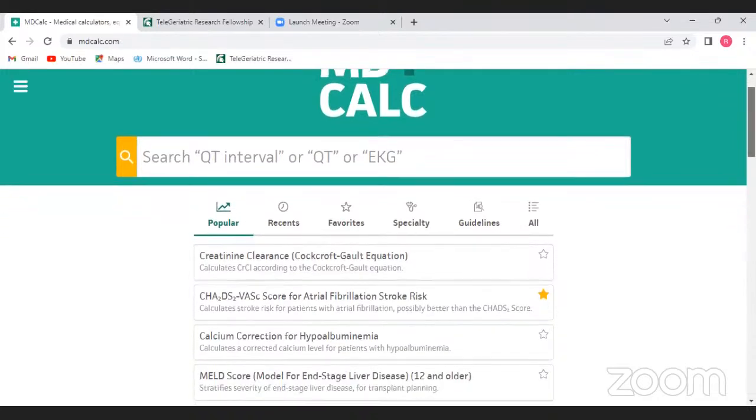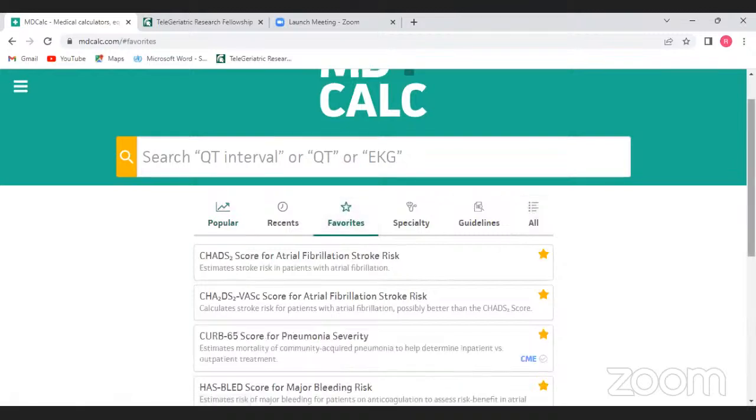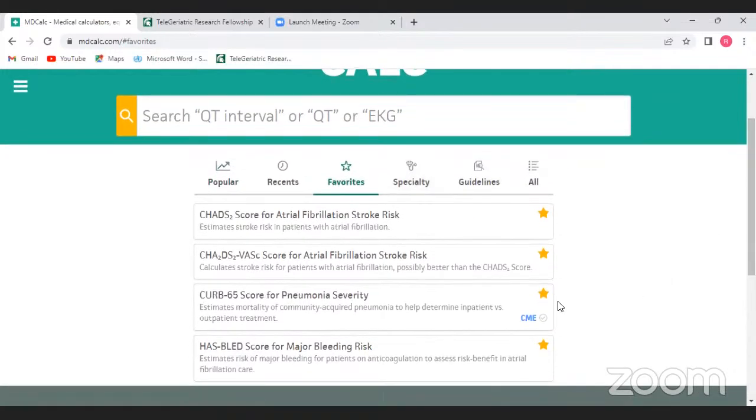So this is the main page for this app. As you see on this list, you can see the popular tools, the recently used ones, and the favorites, and you can add to favorites by clicking on the star here on the right. Here, the tools are divided by different specialties. Here are some guidelines provided by different associations. And here you find all tools listed alphabetically. I added some of the tools to favorites for easy access.